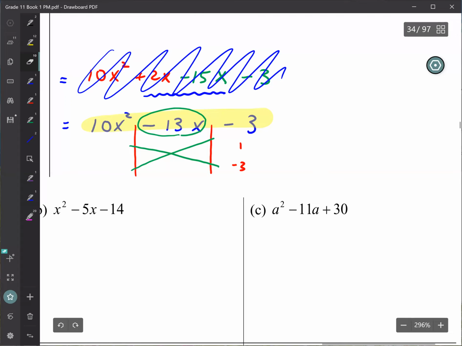Oh, sorry, 2x and 5x. Okay, so we'll try that. So 2x, 5x. And we'll try this one now. Negative... 2x times -3 is -6, right? And then 5x times 1, that's 5x. That makes them what? -1x, right? So that still doesn't work.